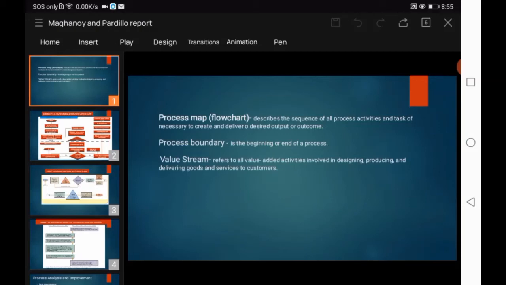Value stream refers to all value-added activities involved in designing, producing, and delivering goods and services to customers.